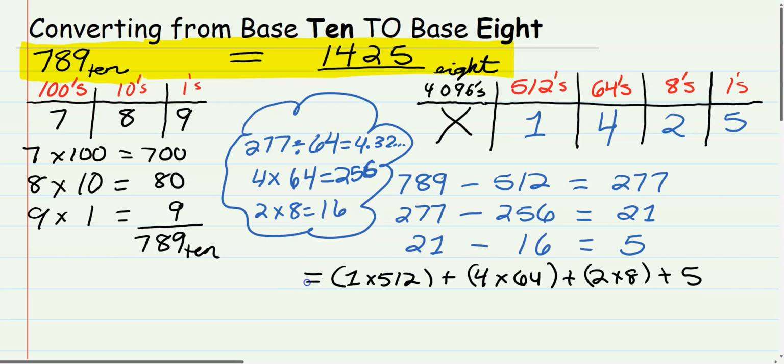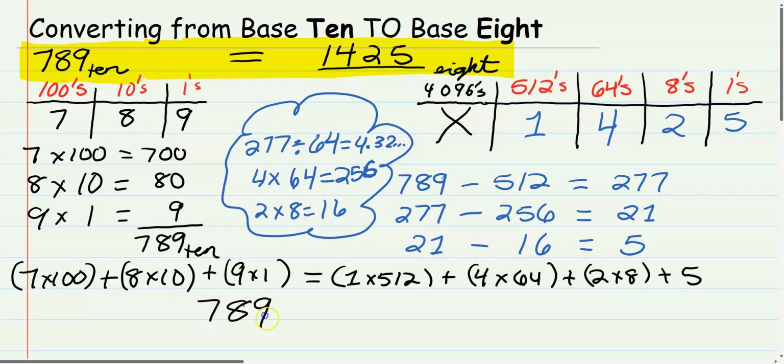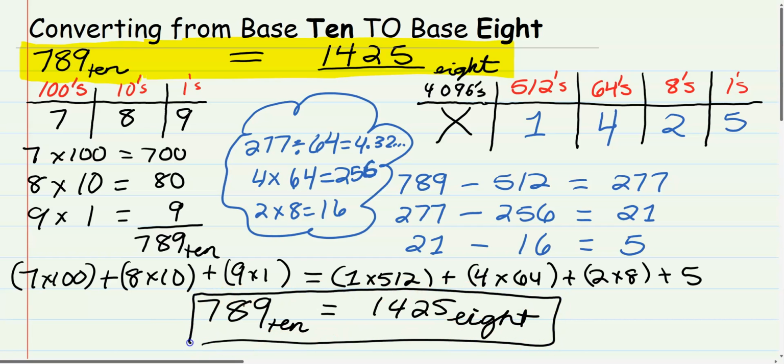And that is the same as 7 groups of 100 plus 8 groups of 10 plus 9 groups of 1. That is what we mean when we say 789 in base 10 is the same as 1425 in base 8. And that is how we do conversion. We are connecting the two place value charts together and seeing how they fit in. Okay? And that is it for today.